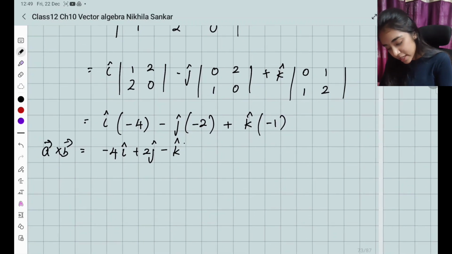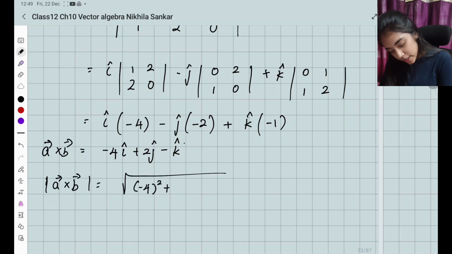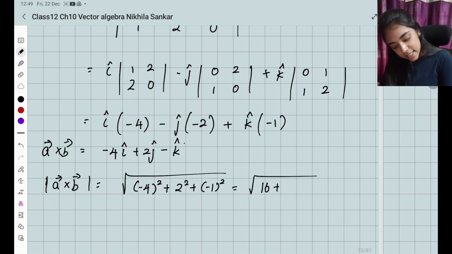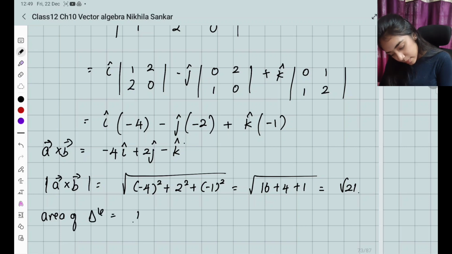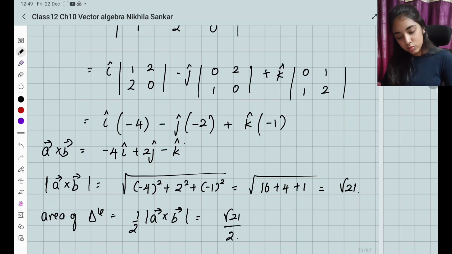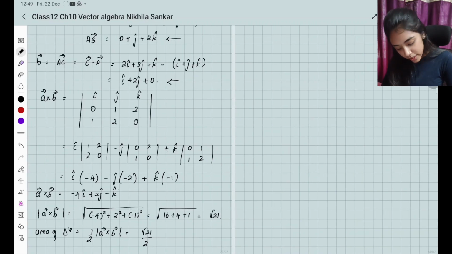Now I need to find the magnitude. So the magnitude of A cross B equals the square root of minus 4 squared plus 2 squared plus minus 1 squared. So this is equal to 16 plus 4 plus 1. 16 plus 4 is 20, plus 1, square root of 21. Now the area of the triangle equals half of A cross B, which is root 21 divided by 2. Okay, please copy. Square units. So obviously, area is in square units.